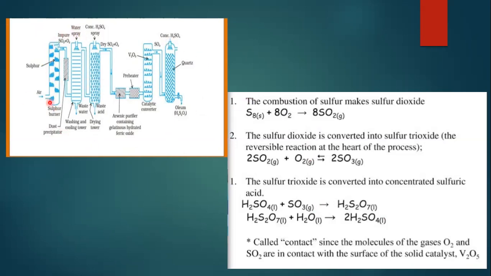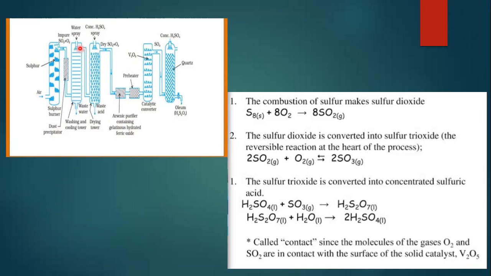See, in the first chamber, in shelves, sulfur is present and air is coming. Sulfur reacts with air and gives SO2 and some unreacted oxygen. Move to the another chamber, that is our second chamber. Here water spray is done to remove the suspended impurities.